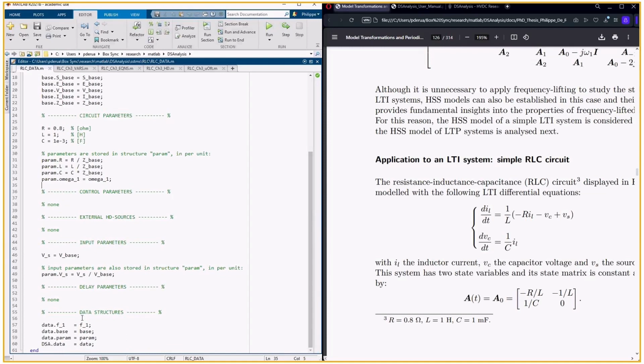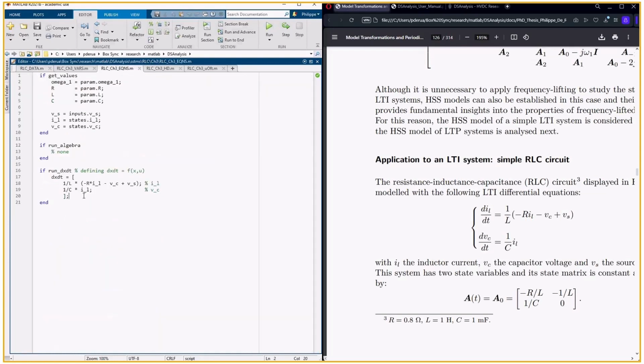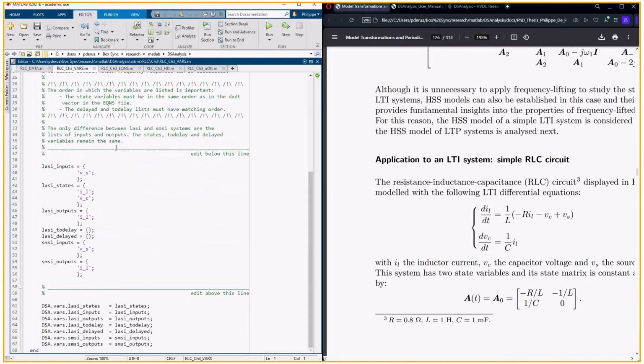For delayed systems, there will be an additional structure inside the data structure, and we will get to it when considering a delayed system. So in addition to the equations, the if get values if statement is where you can access the values of inputs and state variables. Those are listed as well in the variables file.